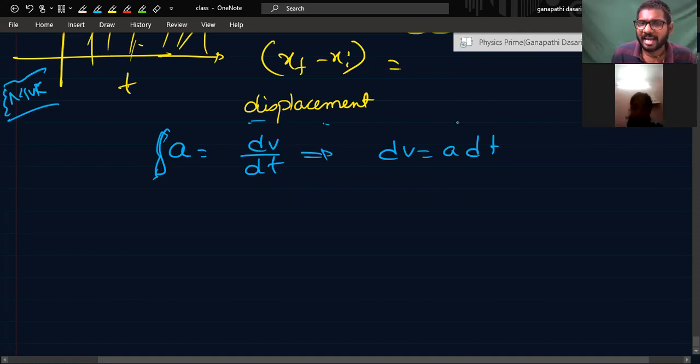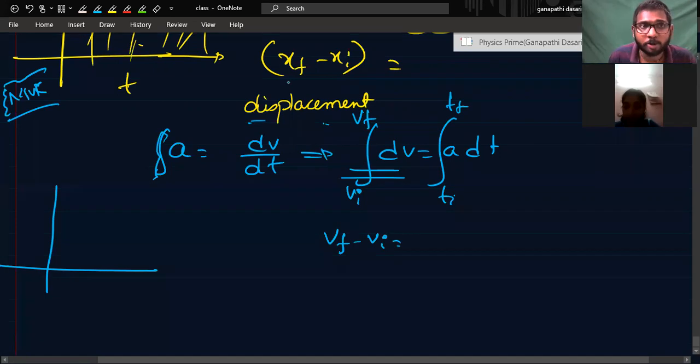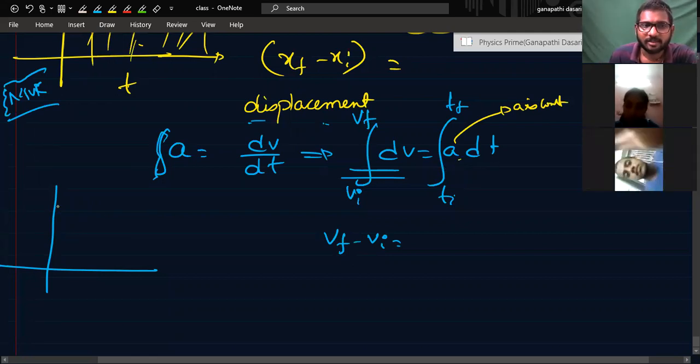Understood, sir. Then what will we get from the integration of dv? v initial to v final, t initial to t final. What will you get? v final minus v initial is equal to a into t final minus t initial. Hey, no, you should not do a into t final minus t initial. When can we do a into t final minus t initial? When a is constant. When a is not constant, we cannot write this. Varun, you are getting this?